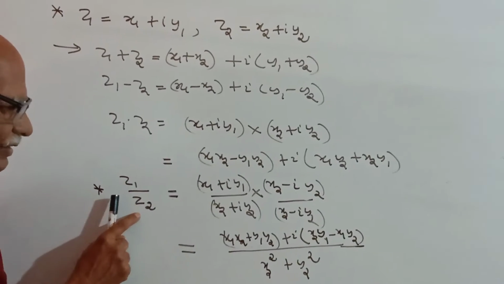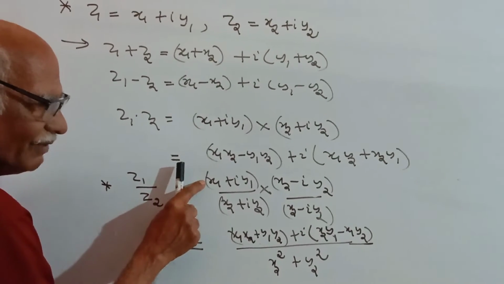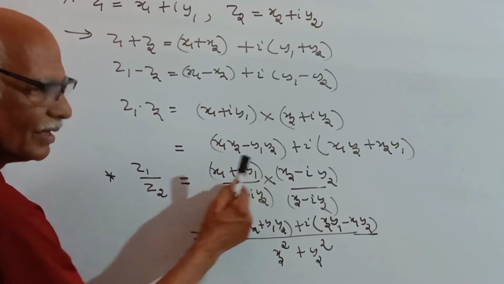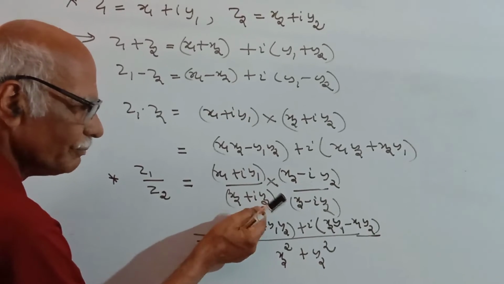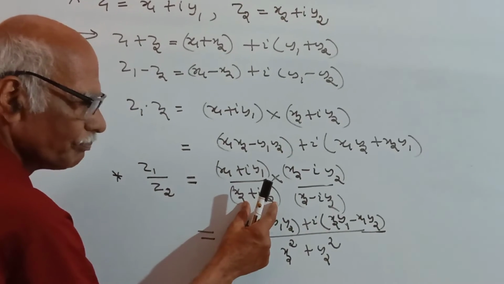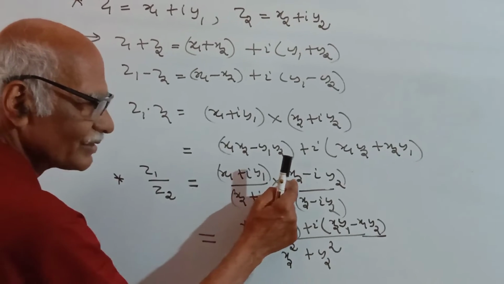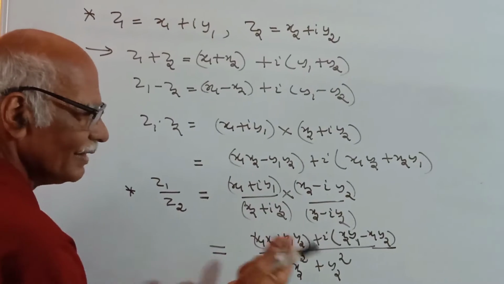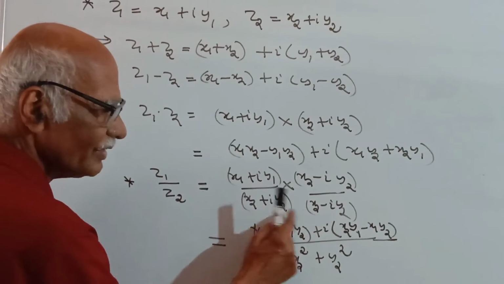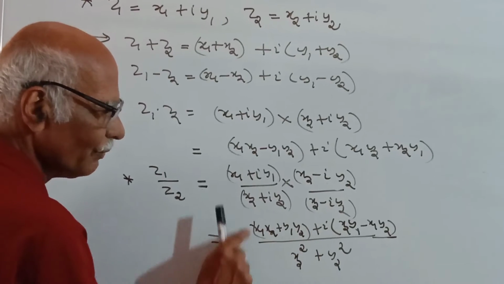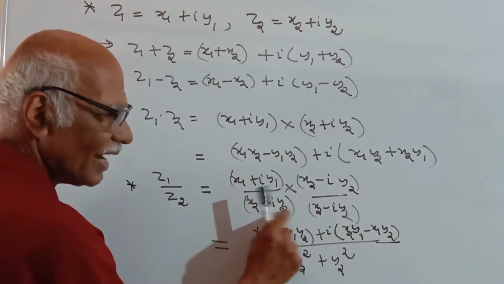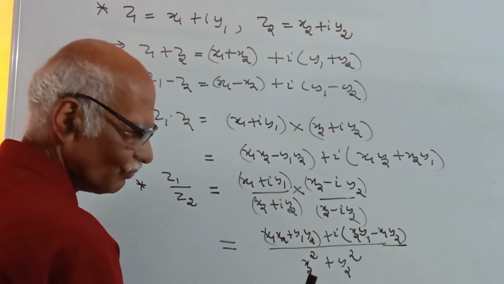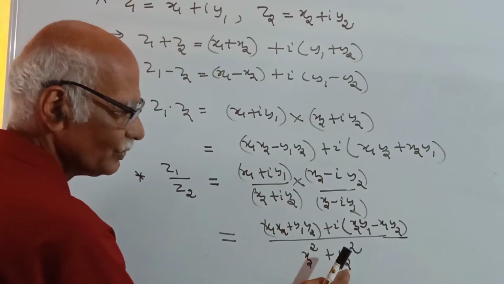Now Z1 by Z2, the quotient: x1 plus iy1 by x2 plus iy2. Whenever you have a complex number in the denominator, you have to multiply by its conjugate. So the conjugate of x2 plus iy2 is x2 minus iy2. You multiply numerator and denominator. Now you can see x2 plus iy2 into x2 minus iy2 is x2 squared minus i squared y2 squared. Minus i squared is plus 1. So it is x2 squared plus y2 squared.